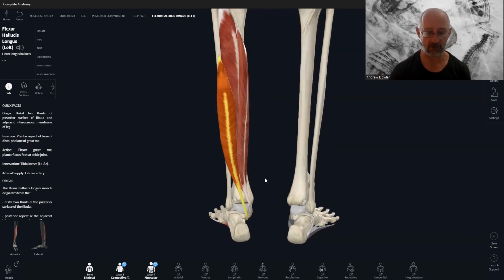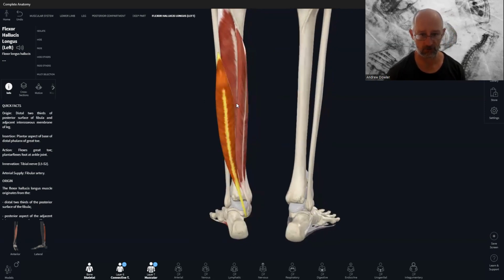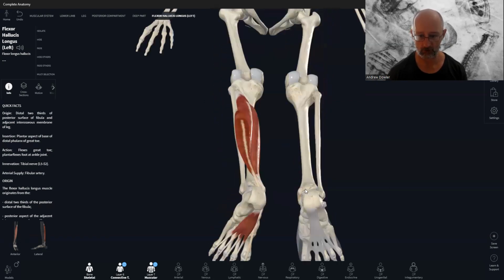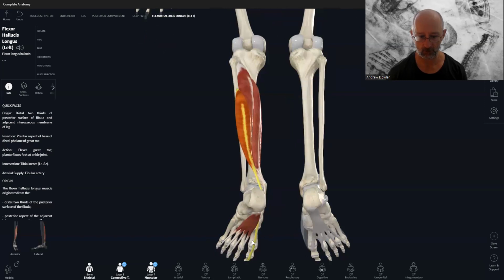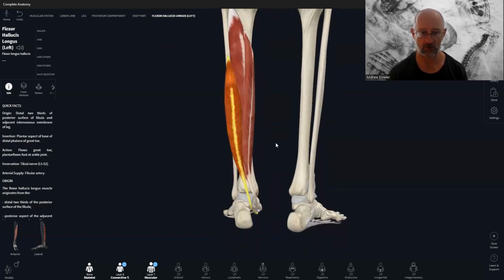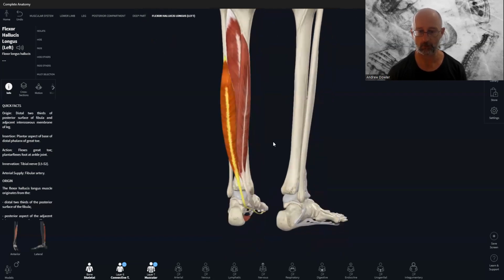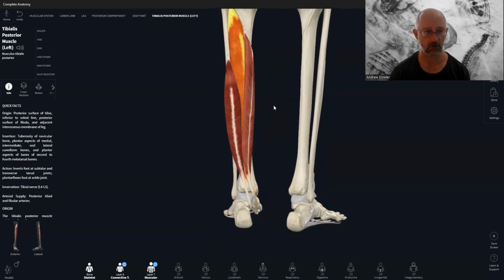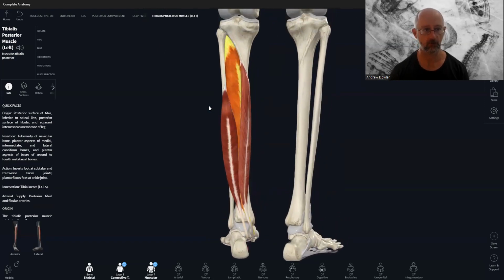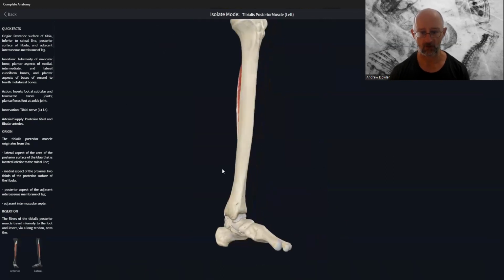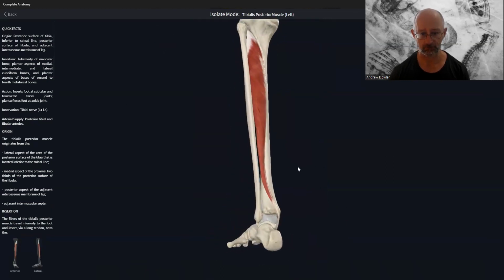So let's break down these three muscles first, and then we're also going to look at the plantar fascia, underneath the foot, and how these work together in terms of ankle mobility or foot use. So let's start with the tibialis posterior. And we've got this really cool function where we can isolate. So we click that, and we can just isolate the muscle on its own.